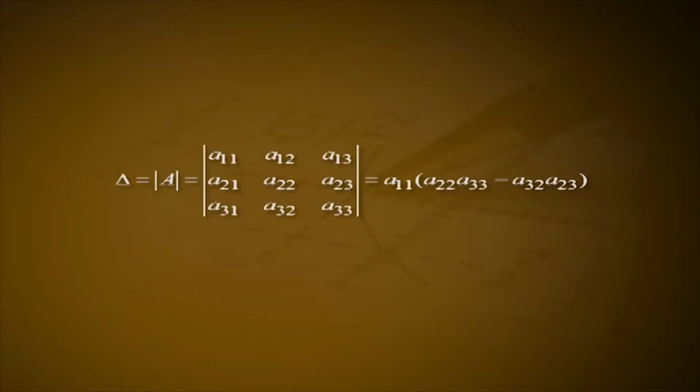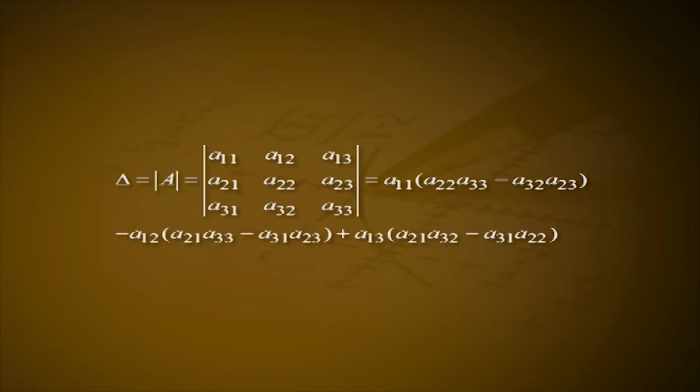Proof of property 1. Let delta is equal to determinant A is equal to determinant A11, A12, A13, A21, A22, A23, A31, A32, A33, which is equal to A11 into (A22 into A33 minus A32 into A23) minus A12 into (A21 into A33 minus A31 into A23) plus A13 into (A21 into A32 minus A31 into A22).